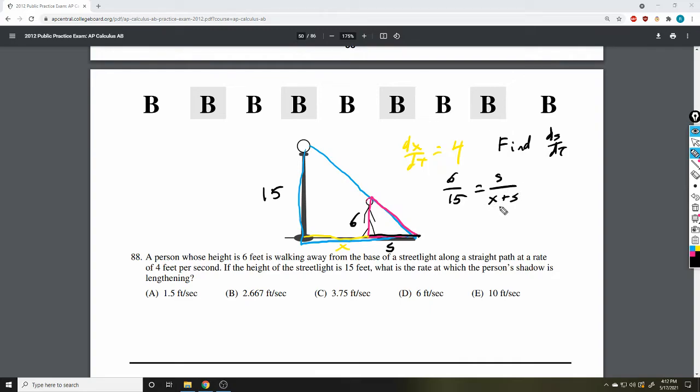Now, I could do this as a quotient rule, but that would make life much more complicated when I could just get rid of the fractions by cross-multiplying here. So I have 6 times (x plus s) equals 15s. So let's just go ahead and move those to the other side. 6x plus 6s equals 15s. And that gives me that 6x equals 15 minus 6, which is 9s.